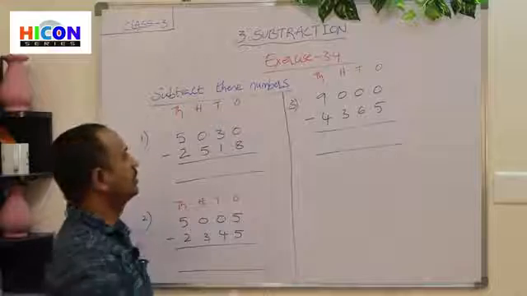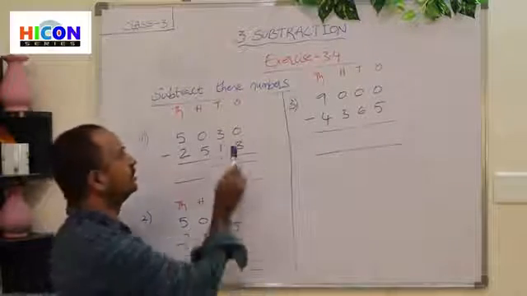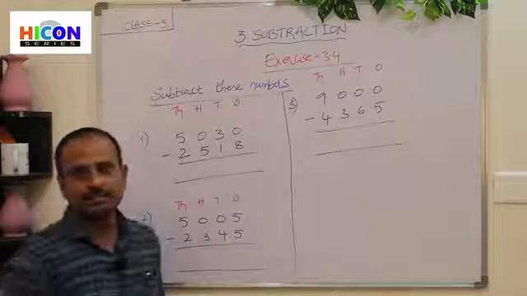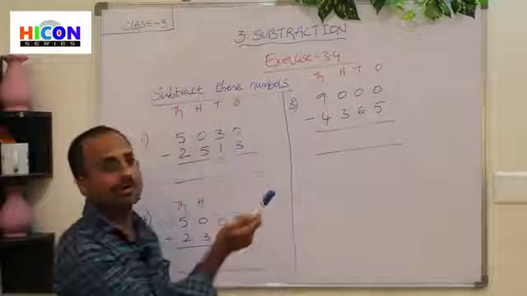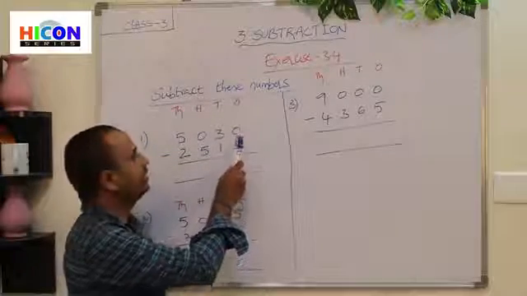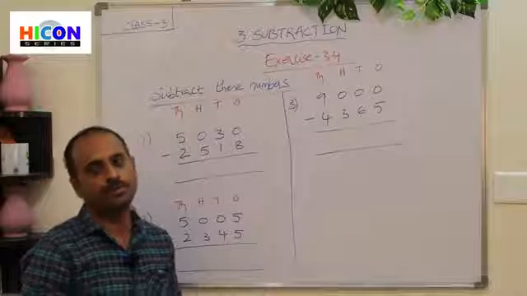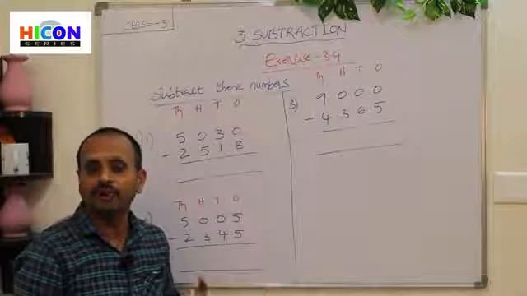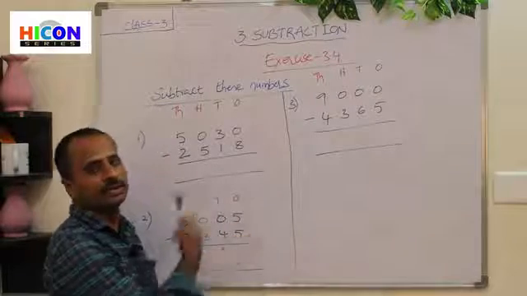So let us start from ones place. What are the digits in the ones place? 0 and 8 are in ones place. And we cannot subtract 8 from 0 because 8 is the greater number, 0 is the smaller number. We cannot subtract a greater number from the smaller number. Then what do we have to do? We have to borrow from its previous place.